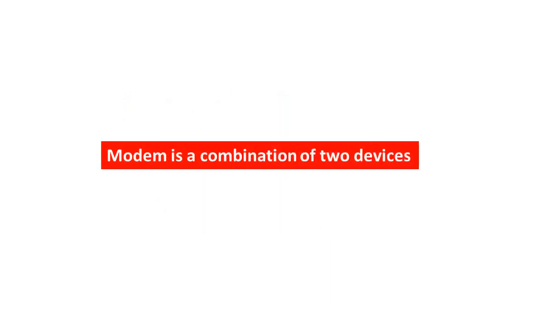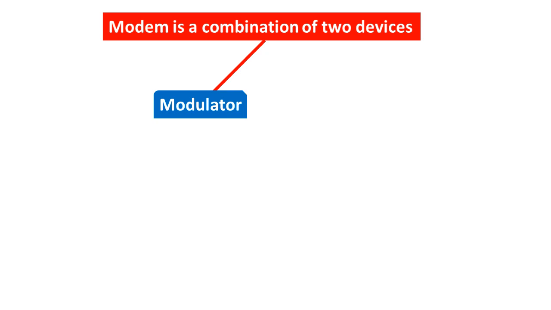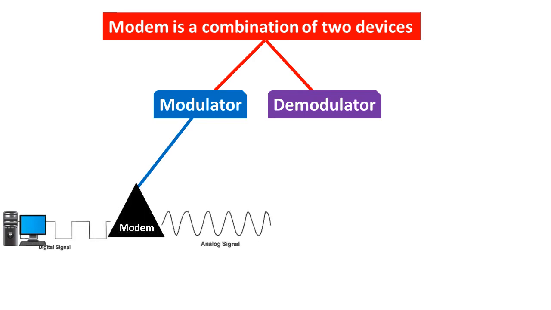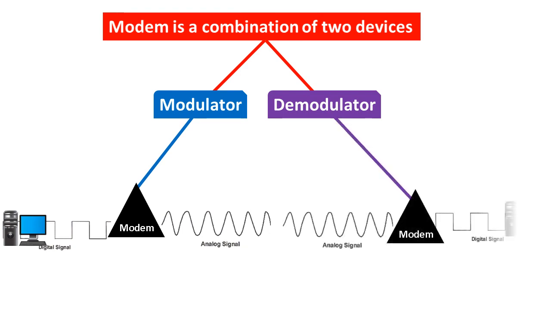Modem is a combination of two devices. One is modulator and the other one is demodulator. When the data is being sent by the computer across the network, then the modulator converts digital data into analog data, as only the analog signal can transfer through the telephone line or cable wire. When the data is being received by the computer over the network, then the demodulator converts analog signals into digital data, because our computer understands only digital data.